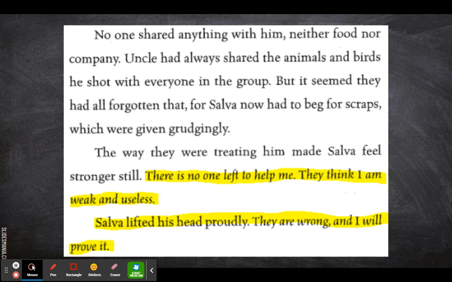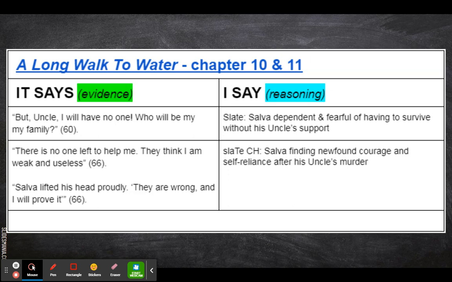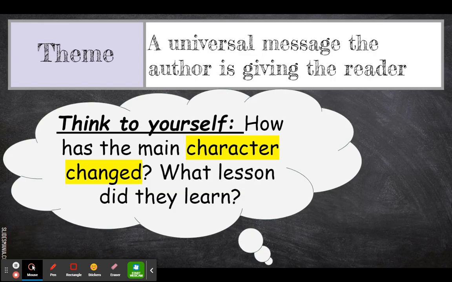He wasn't feeling brave before. He was scared to be on his own. Now he's feeling resolved and courageous. So I write a character change note. You see SLATE change. I capitalize the T in SLATE because it's his thoughts right here that gives me the idea. And my note says Salva's finding a newfound courage and self-reliance after his uncle's murder. I've written a note because I see a major change in his character.